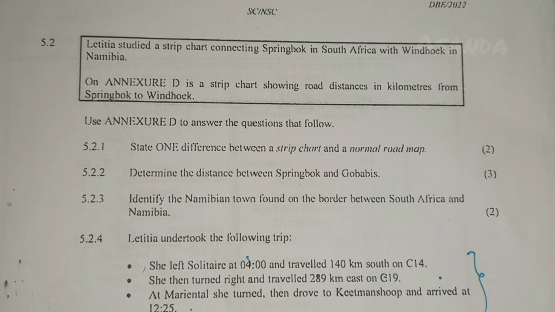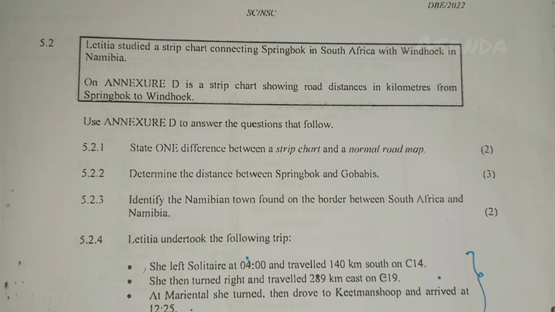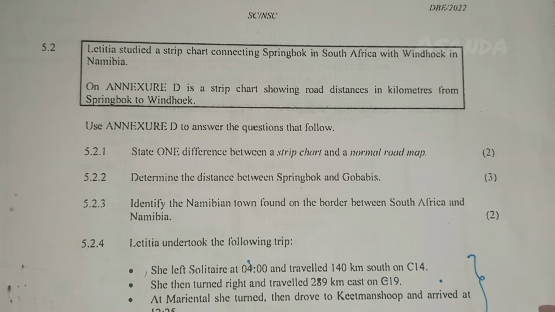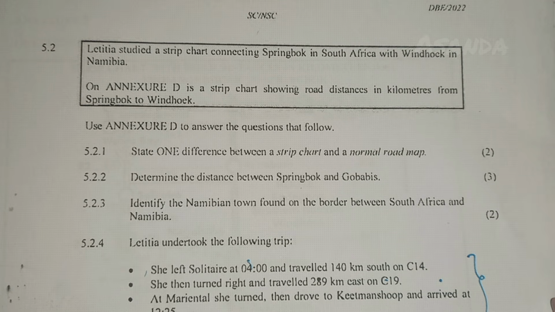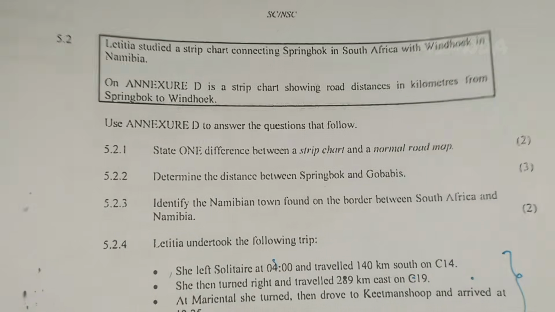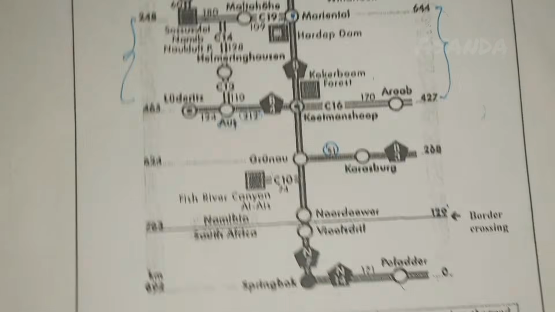All right, Letitia studied a strip chart connecting Springbok in South Africa with Windhoek in Namibia. On Annex D is a strip chart showing the roads, distances in kilometers from Springbok to Windhoek. Strip chart. Okay, this is a strip chart.